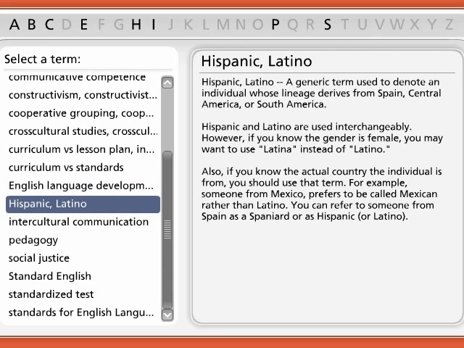Hispanic or Latino. Hispanic or Latino are generic terms used to denote an individual whose lineage derives from Spain, Central America, or South America. Hispanic and Latino are used interchangeably. However, if you know the gender is female, you may want to use Latina instead of Latino. Also, if you know the actual country the person is from, you should use that term. For example, someone from Mexico prefers to be called Mexican rather than Latino. You can refer to someone from Spain as a Spaniard or as Hispanic or Latino.